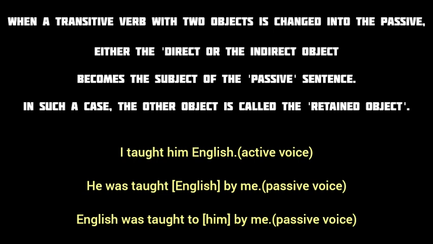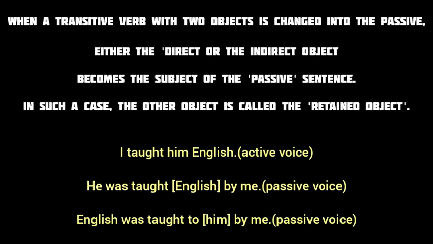For example, in the active sentence, I taught him English, him is the indirect and English is the direct object of the verb taught. And as you can see, if the indirect object him becomes the subject he in the passive voice, the direct object English is the retained object in the sentence.